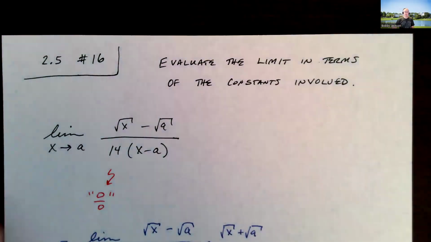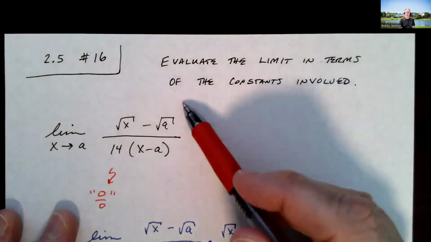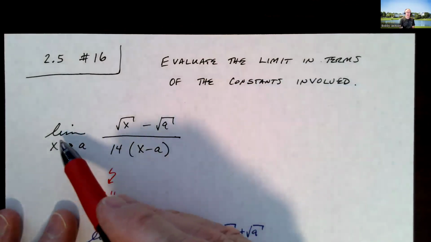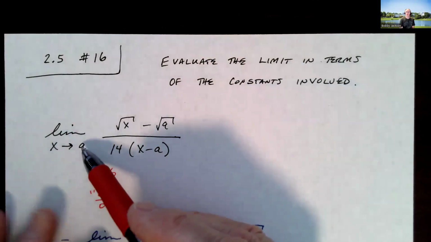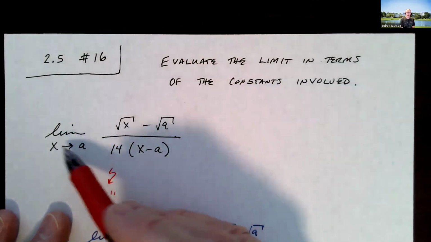Okay, we're going to look at number 16 in section 2.5. We're evaluating the limit, but we're going to do it in terms of the constants involved. So what do they mean by the constants? Well, you can see we're taking the limit as x, that's the variable, as x approaches a. A is a constant. So a is some fixed real number. It's not a variable in that sense, right? What's changing is x in this problem, right?